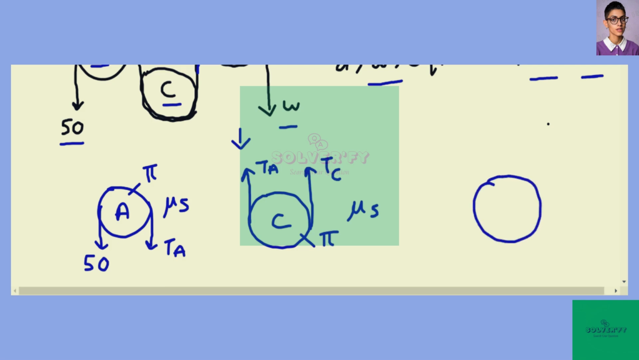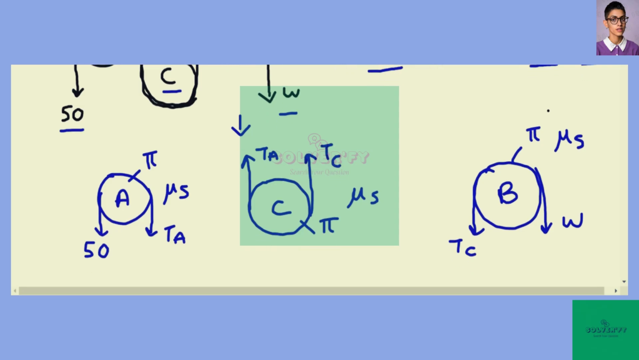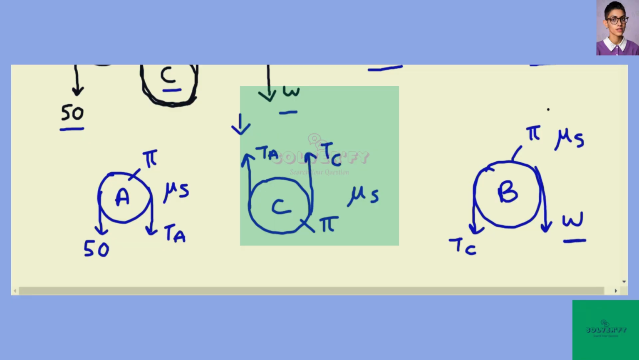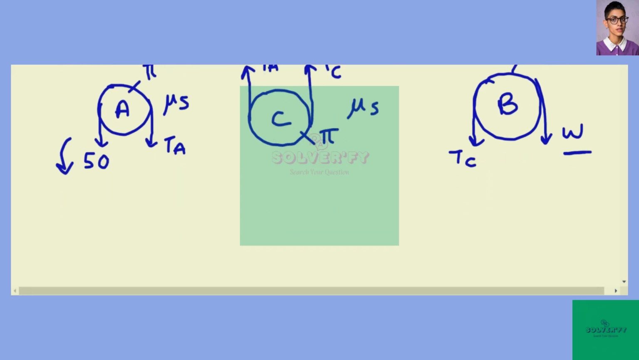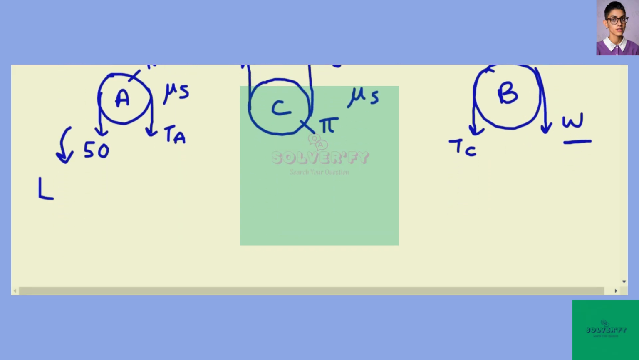And then we have pipe B with the tension TC on the left side and W on the right side, an angle of pi, and we're going to use the static coefficient of friction again because the system is in equilibrium. And we're looking for the case where you have the smallest weight of W, so we're going to take slip in the direction of the 50-pound weight. So we have our 3 equations for impending slip.